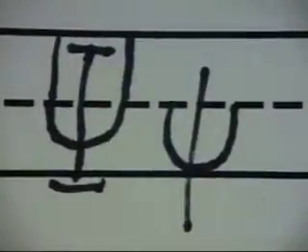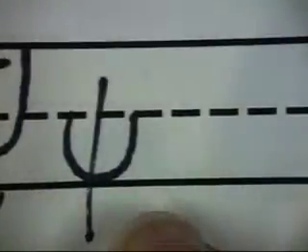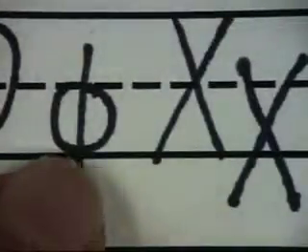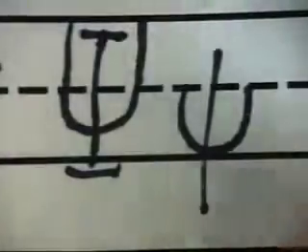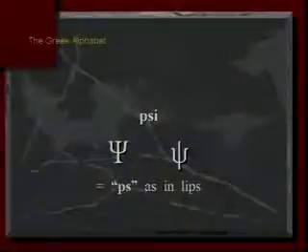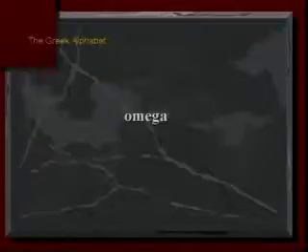All right, now make sure you differentiate between your phi, the PH sound, and your psi, the PS sound. The phi, of course, has the circle. Your psi has more of a U that is split in half. All right? Your psi, of course, corresponds in English in terms of pronunciation to the PS sound like you have in the word for lips.